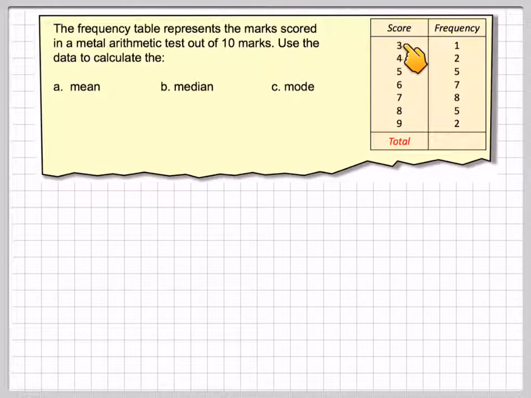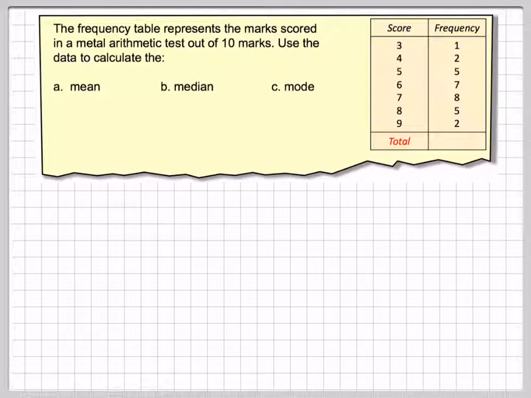So here are the scores, 3, 4, 5. So no one got lower than 3 and no one got more than 9. And this is the number of students who got a 3. This is the number of students who got a 4. This is the number of students who got a 5, etc.